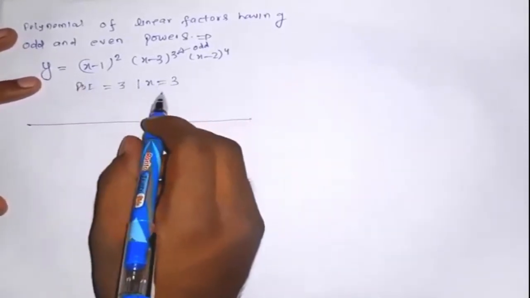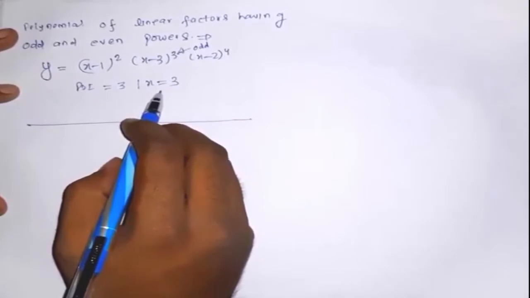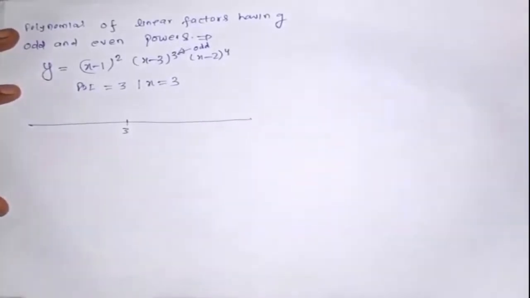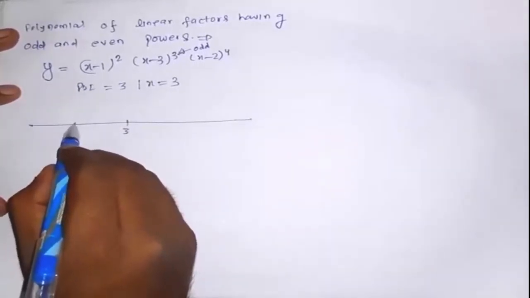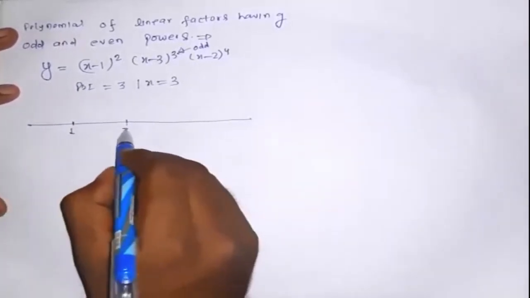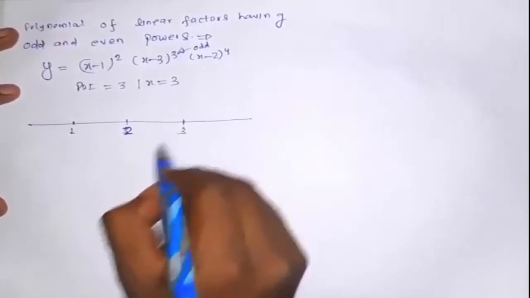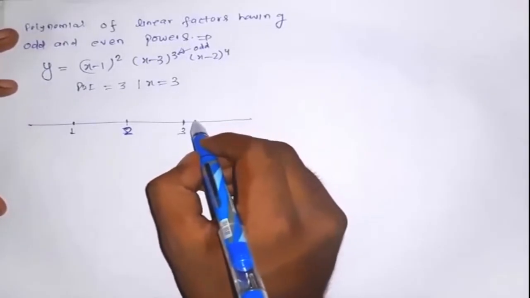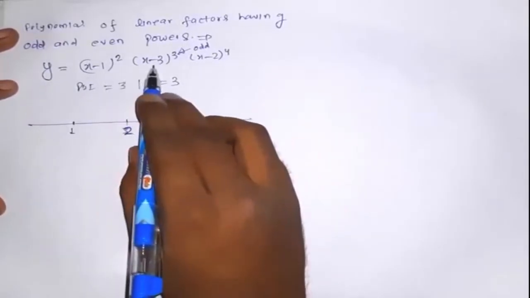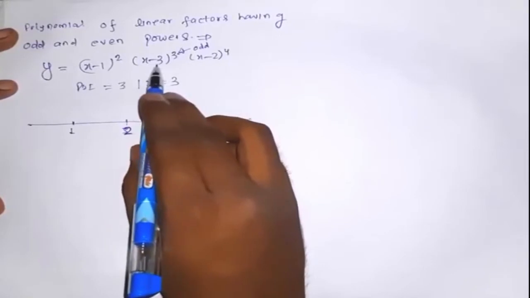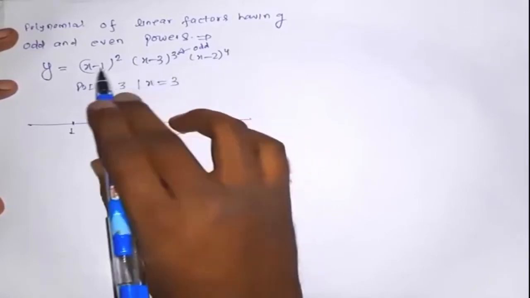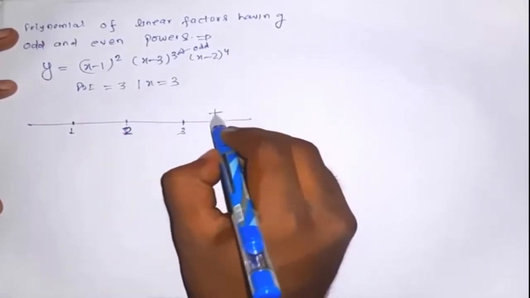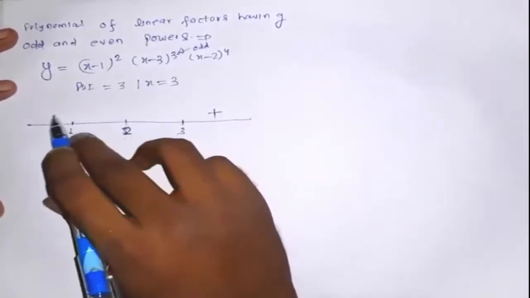So the only point of inversion is x equals 3. About x equals 3, the function will change its sign. So we will plot all the points on the real axis. The point of inversion is 3. We are taking here 1, 2, 3. So here 3 is the point of inversion.